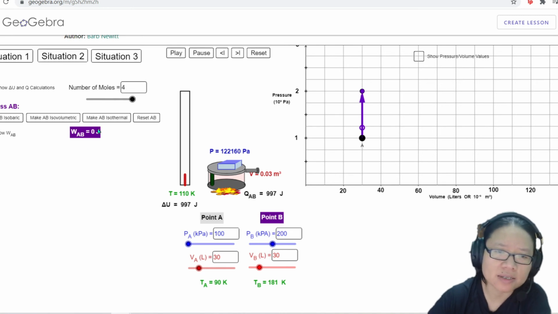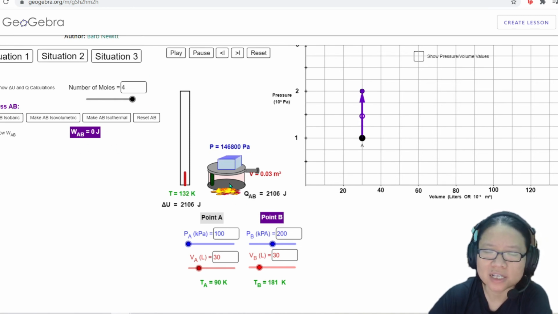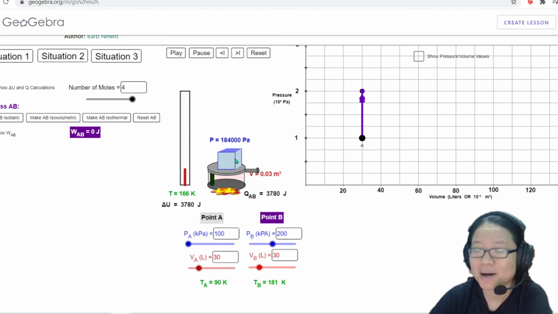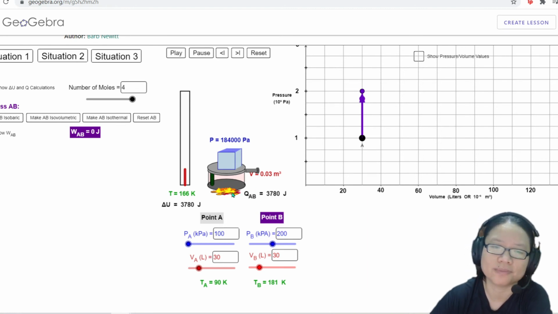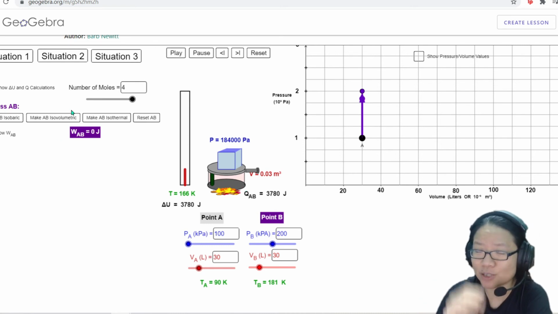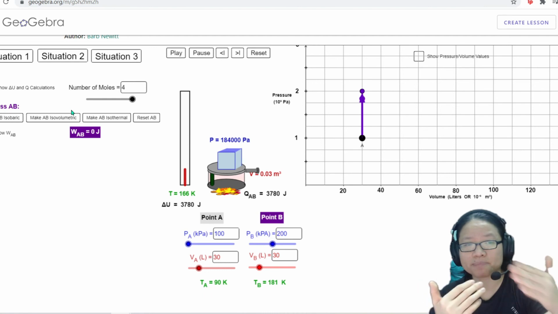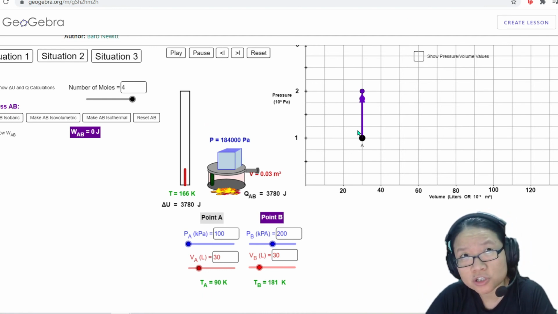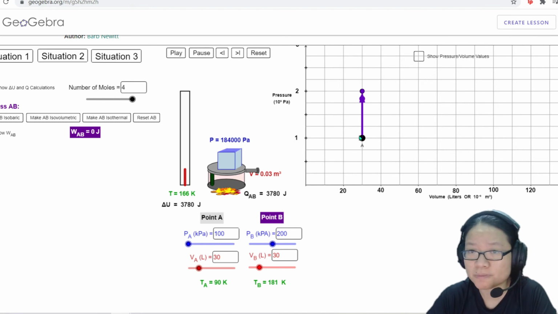And in this case, even if I play this, because the work done is all gone to the gas particles, the particles move faster and faster, the pressure increases. Okay? But the volume, no change. Work done is still zero, because work done is strictly to the volume changes, not pressure changes. So if the volume doesn't change, there is no work done.